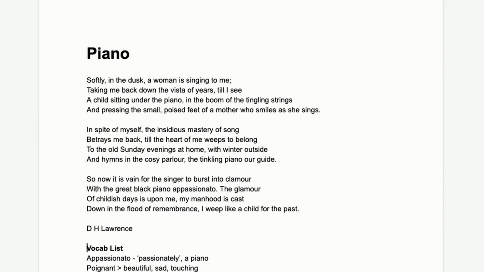So I'm going to go through, firstly, the vocab in this poem so that you can fully understand it. Then I'll read the poem and then I'll go through some important ideas to do with form, structure, language, context, themes, etc.